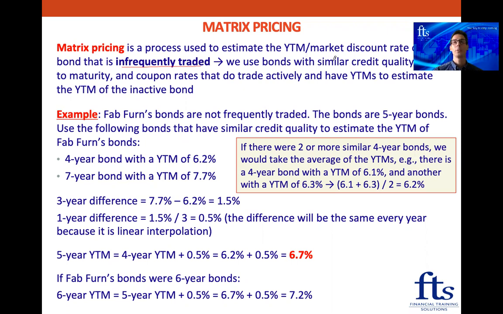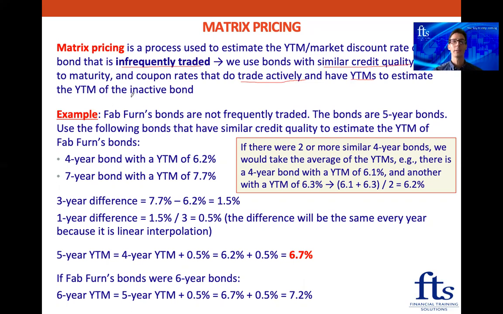What we're going to use is bonds with similar credit quality. So if we are trying to get the yield to maturity, let's say, on a BBB bond, then we'll also use bonds that have BBB ratings to estimate the yield on our bond. And term to maturity, we want that also to be similar. We're going to see how it works in this example down below. And we also want similar coupon rates. So we're going to use those bonds that actually do trade actively, and if they trade actively, they're going to have yields to maturities, and we'll use those to estimate the yield to maturity of our bond that's not trading.